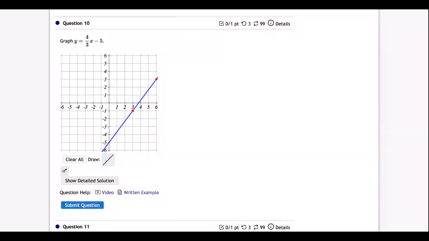Can we use 1 or 0? Yes, you can use 1 or 0, but if you use 1, you run into fractions. If you use 0, 0 is good. You get (0, -5). But if you use 1, you see 1 times 4 over 3, you get 4 over 3 minus 5. So you're using this point. Oops, you don't get a nice number.